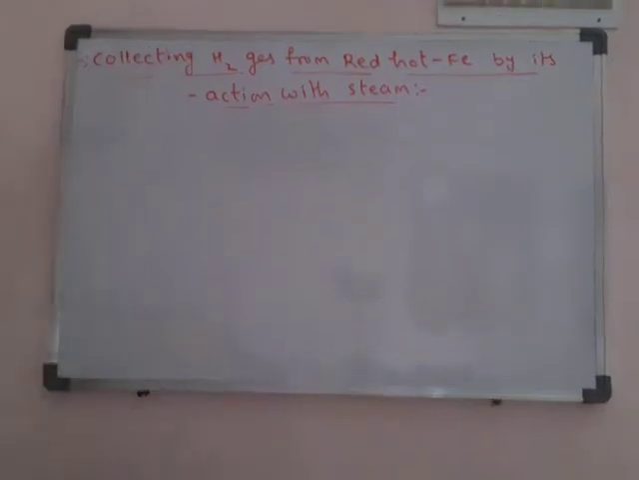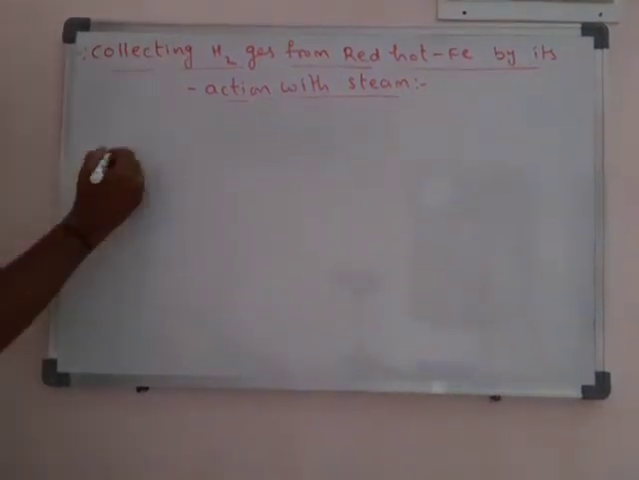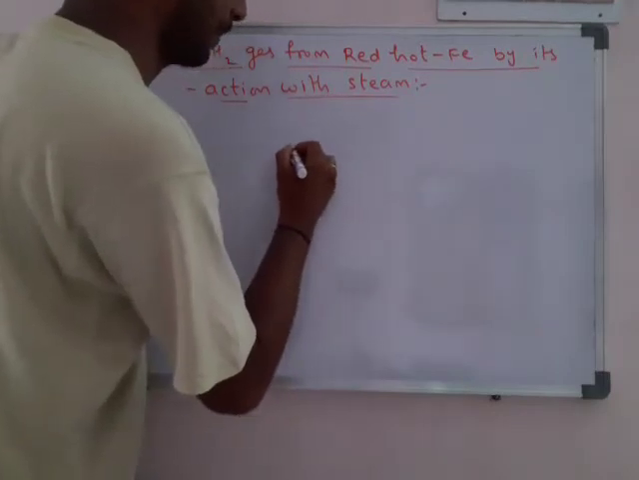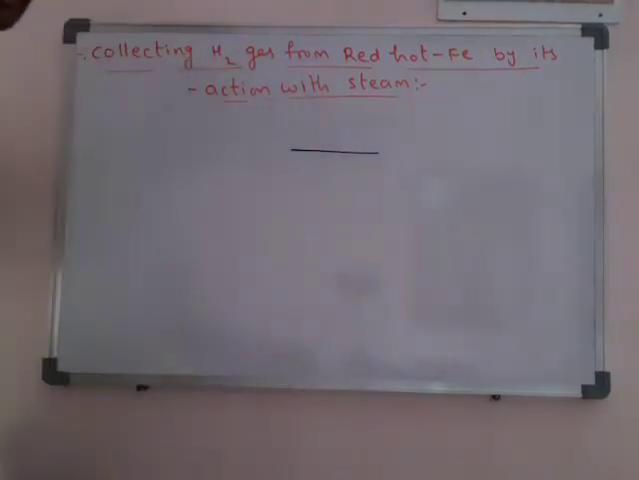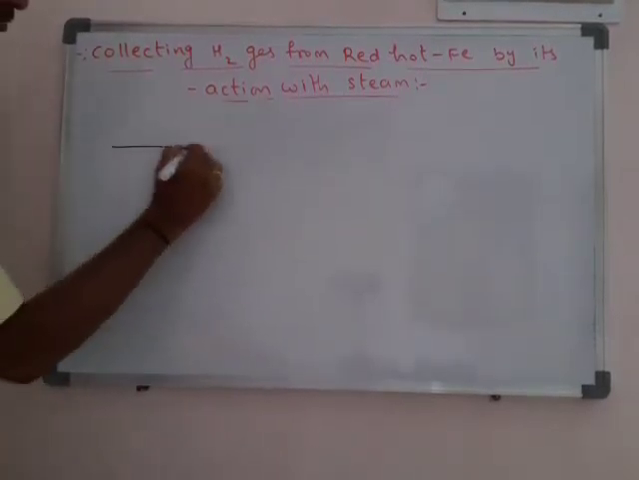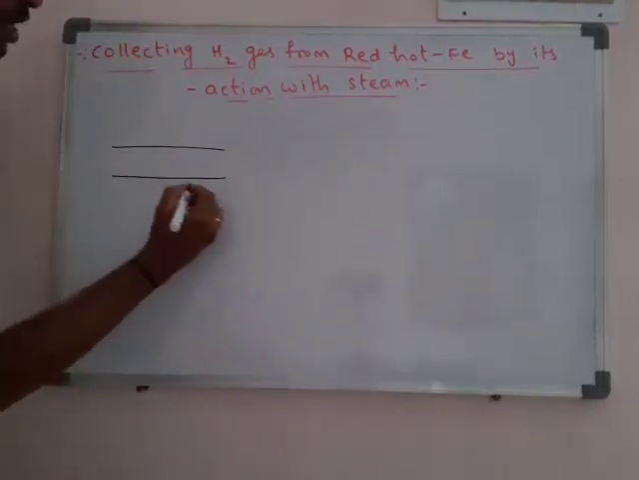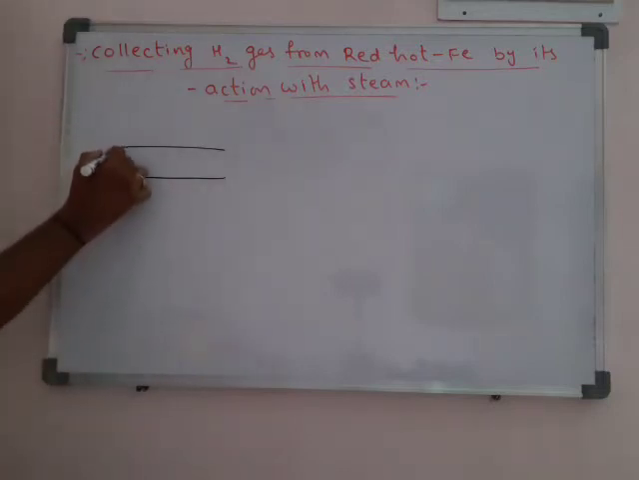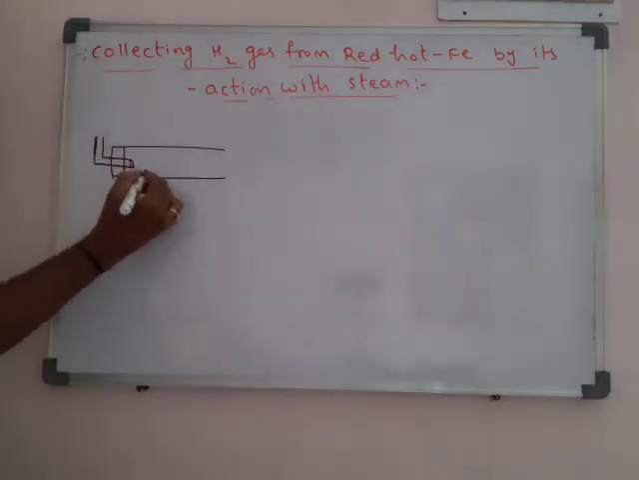First, a hard glass tube is taken. First we look at the experiment, then we write the points. A very hard glass tube, which is closed with a rubber cork, with two glass tubes inserted and arranged in it.